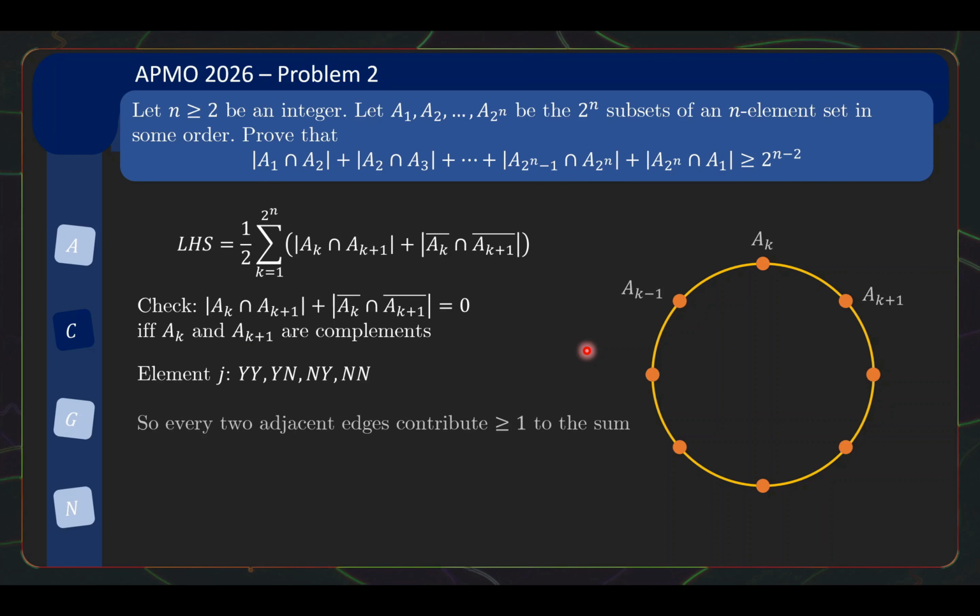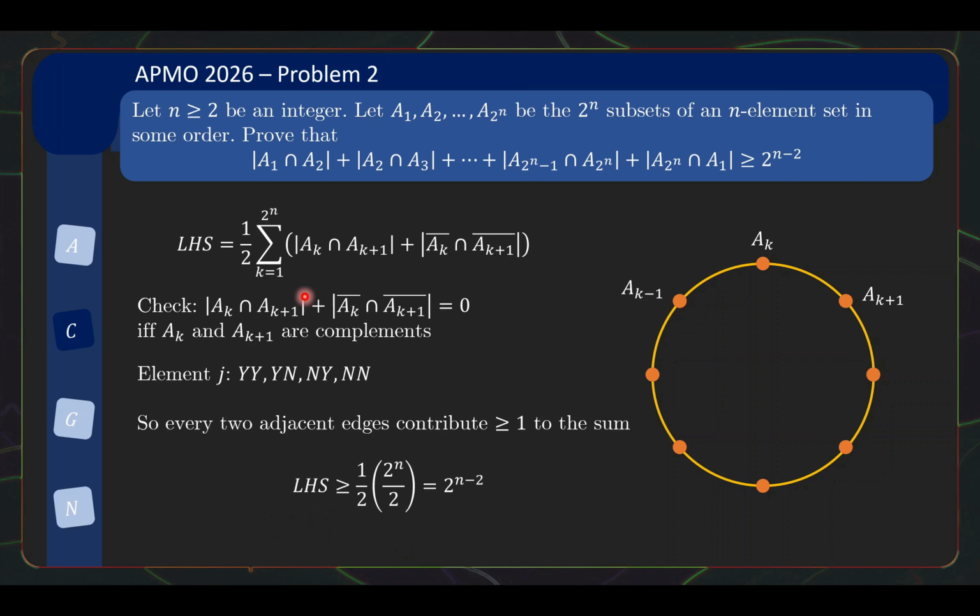So this is very powerful because now let's look at two adjacent edges, for example, this edge and this edge. If a_k and a_(k+1) are complements, then because we cannot reuse the same subset 2 times, a_(k-1) must not be a complement of a_k. Therefore, by the check that we did here, this edge will have a score of at least 1. And obviously, if these two were not complements to begin with, then this edge will have a score of at least 1. So if we look at two adjacent edges, they must have a total score of at least 1.